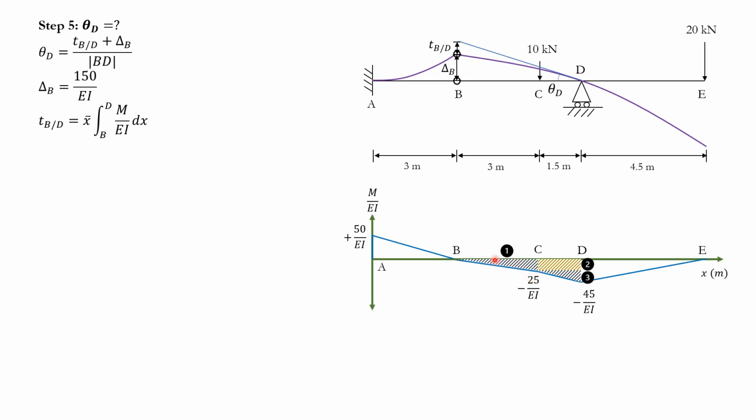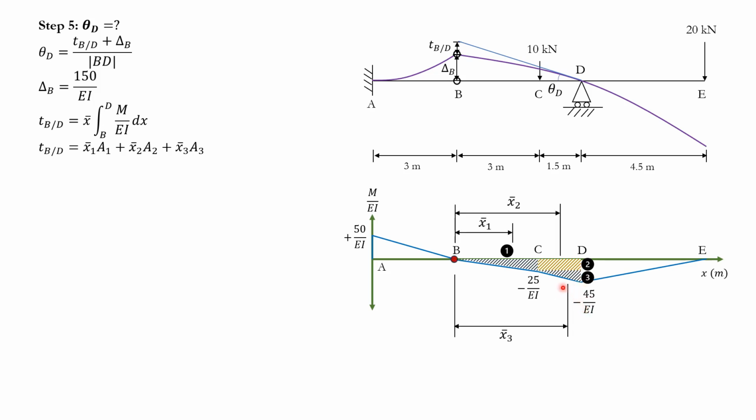So I'm going to go one by one, separating these areas. Area of this multiplied by the distance, area of this multiplied by the distance, area of this multiplied by the distance. The distances defined here are the lever arms for each of these areas. For area 1, the area is negative 25 over EI multiplied by 3 divided by 2, multiplied by the lever arm. The lever arm is 2/3 from the pointy edge, so 2/3 times 3 is 2.